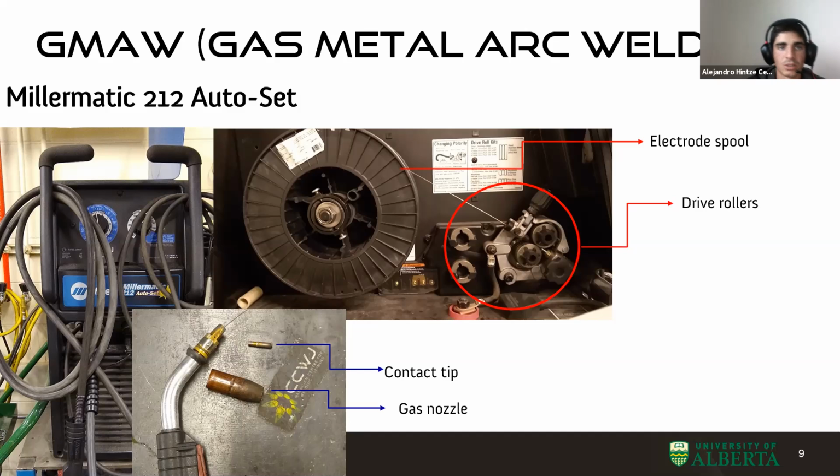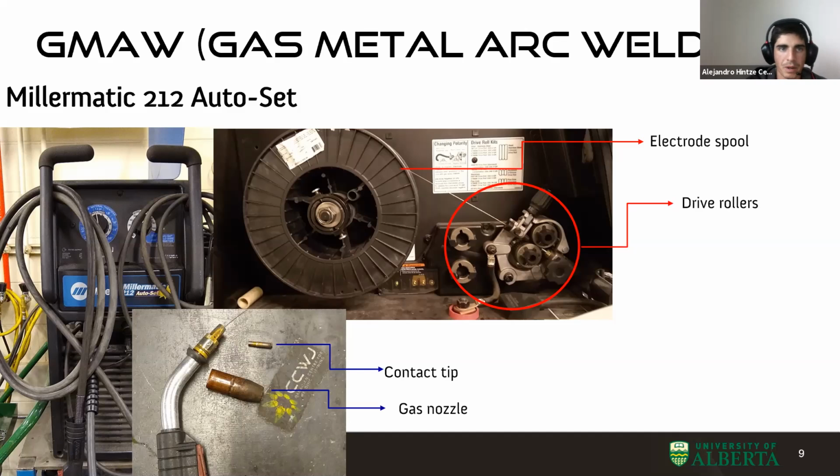So this is a Miller Matt 212 Auto-Set, and when it says auto-set, it's pretty easy to use if you don't have much knowledge, because this equipment is designed so you choose only your wire size and then your plate size, and all the parameters like voltage or wire feed speed will be given by those two parameters that you choose. So this is a pretty easy, beginner power source to start up with if you're getting into MIG.